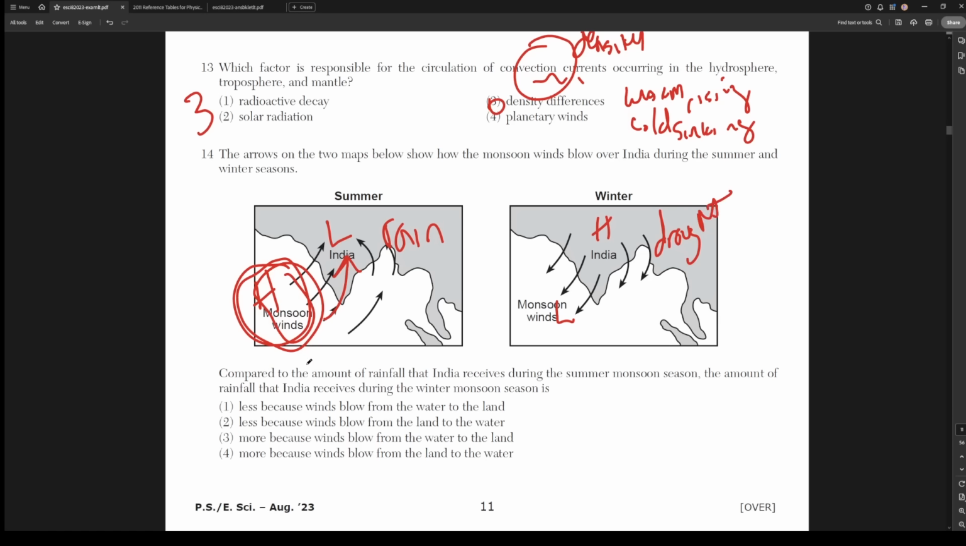So let's see. Compared to the amount of rainfall that India receives during the summer, the amount that they get during the winter, they're going to have less because the wind is going from the land to the sea. So this is going to be 2.